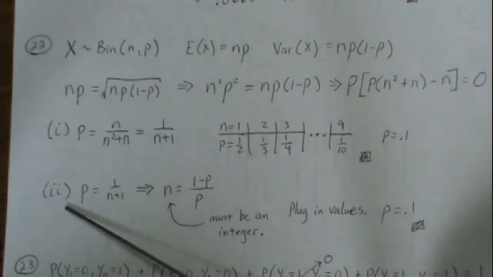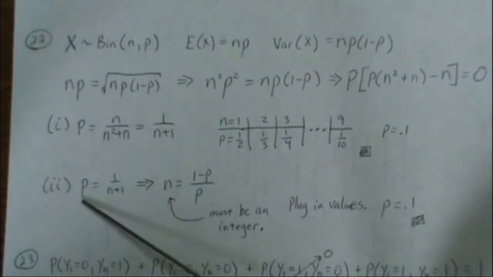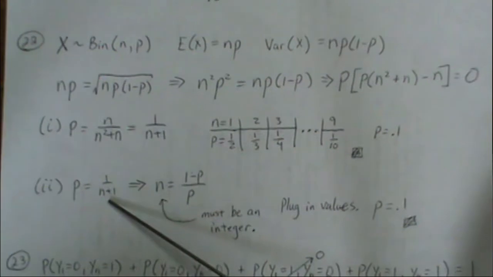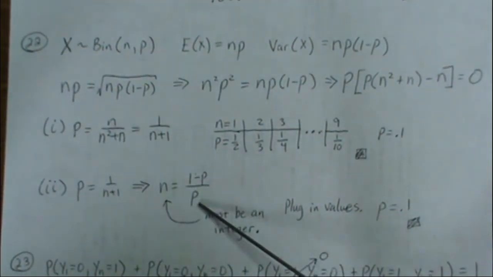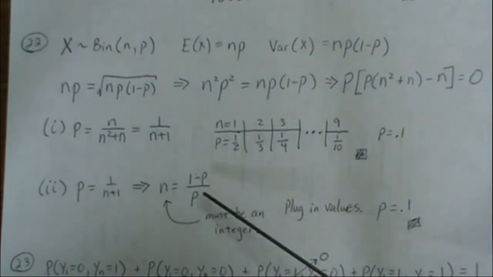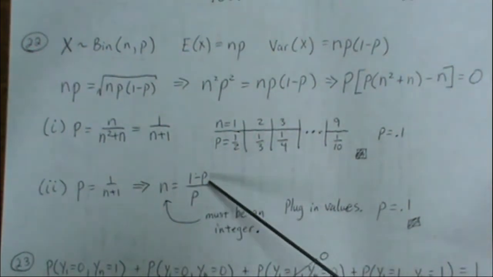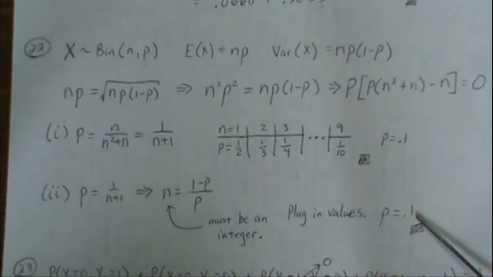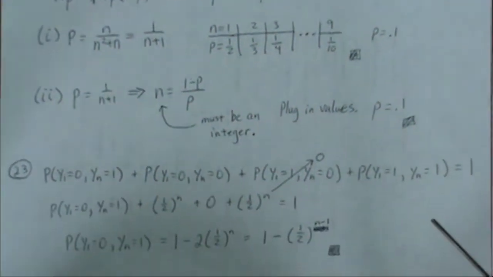Another possible way to think about this is that we reduced it down to this equation, but if we solve for n, n equals (1 minus P) over P, and n must be an integer. So if we put the possible P values back into this equation, the result must be an integer. Once you start plugging values in, the only one that works is P equal to 0.1 to get an integer. And so that's the solution.